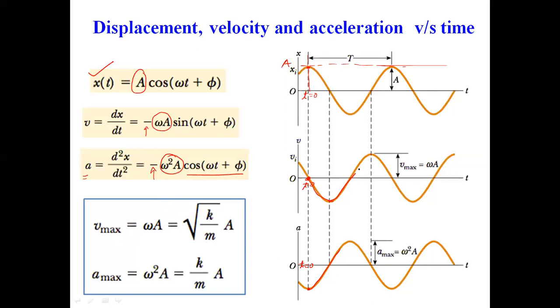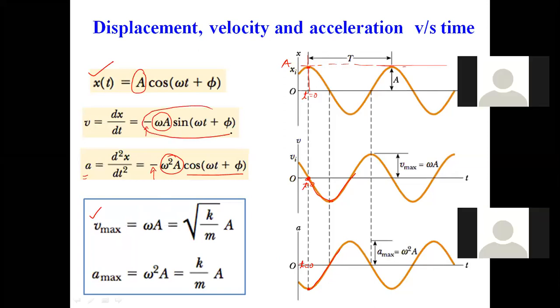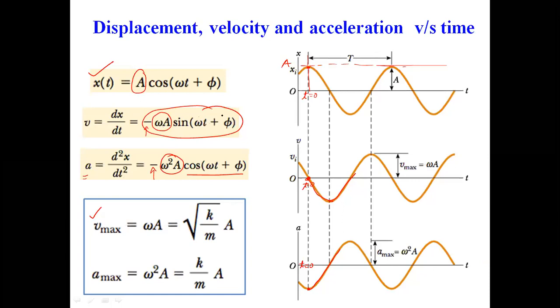Okay? And the maximum value of velocity, v max. So when will the maximum of this function occur? When sine of omega t plus phi is maximum, because omega into A is constant. So sine of omega t plus phi has a maximum value of 1. So in magnitude, velocity will be maximum when v max is equal to omega times A. The value of omega is square root of k by m, into A.